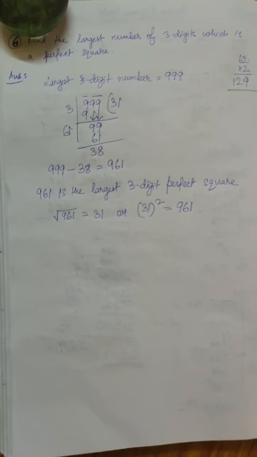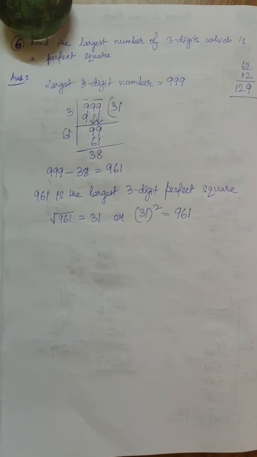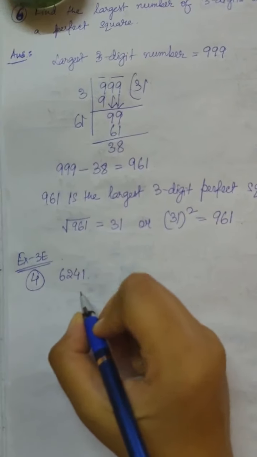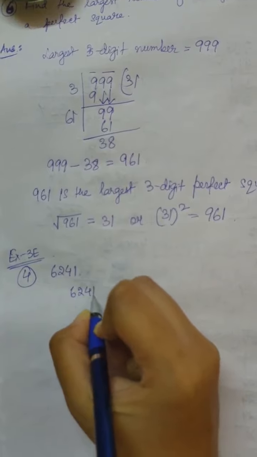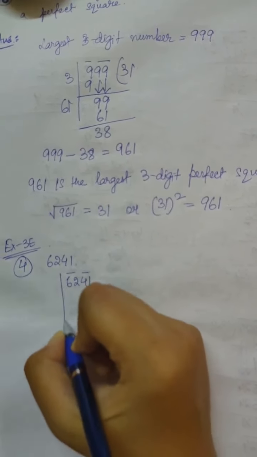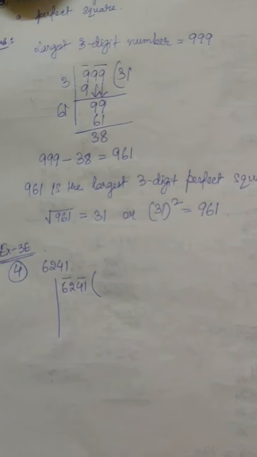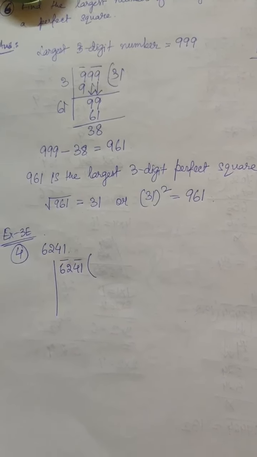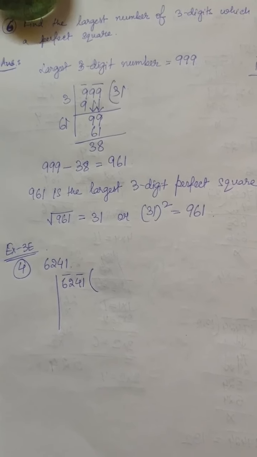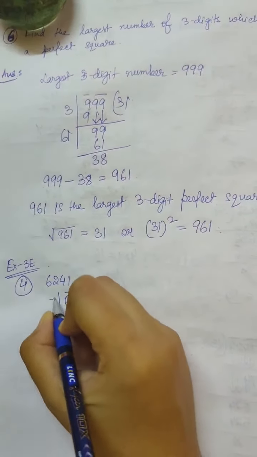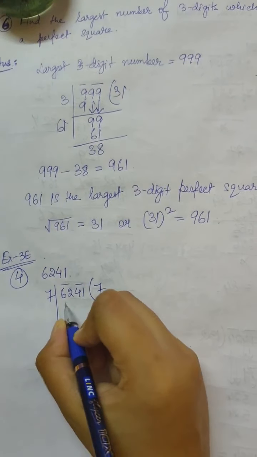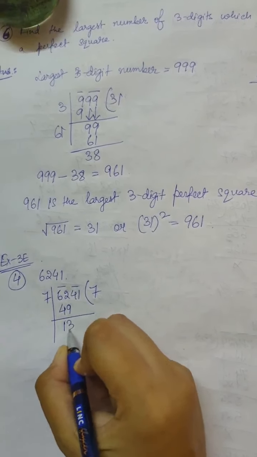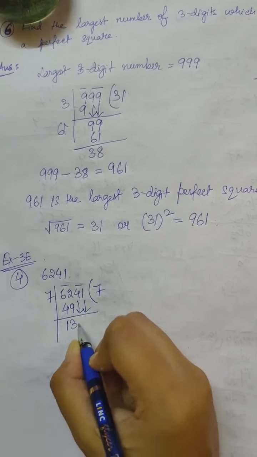So now I will move on to the next exercise, exercise 3e. From exercise 3e I have taken sum number 4. So in sum number 4 we have 6241. So we have to take two numbers at a time for long division. Then 62. So the nearest number to 62 will be, if you take 7 into 7, it is 49, and 8 into 8 is 64, which is more than 62. So definitely you have to take 7 into 7, 49. So the remainder we are getting from here will be 13, and this 41 together comes down.